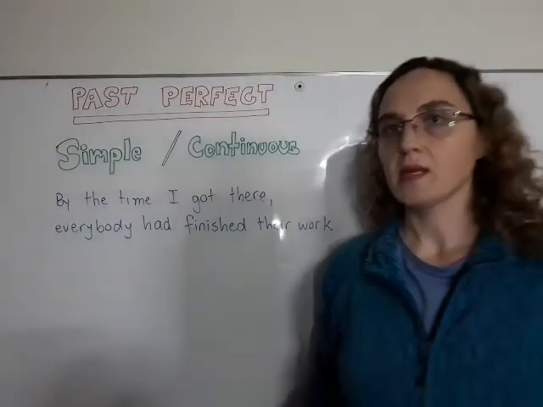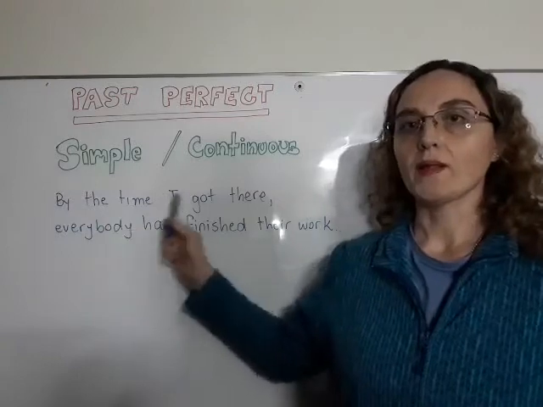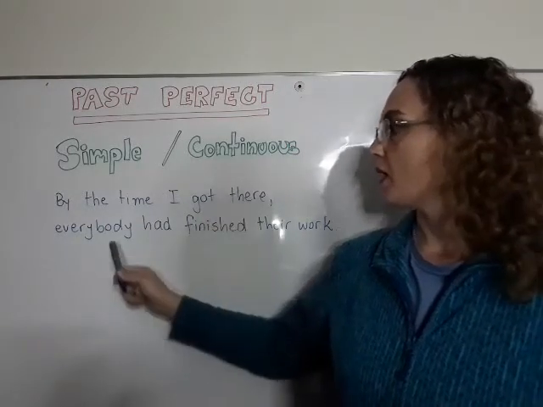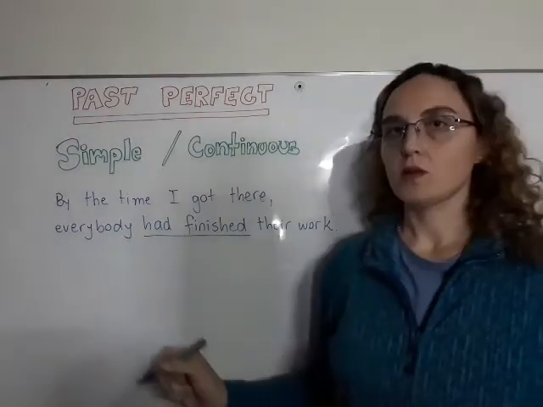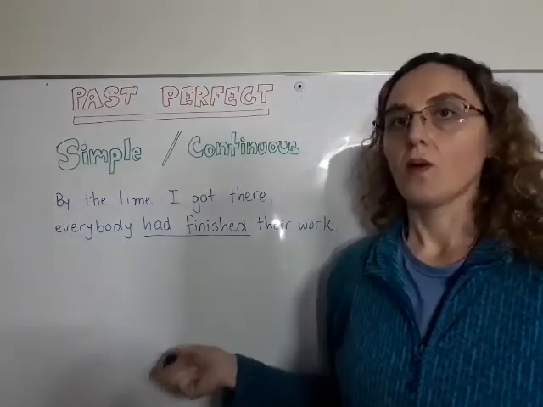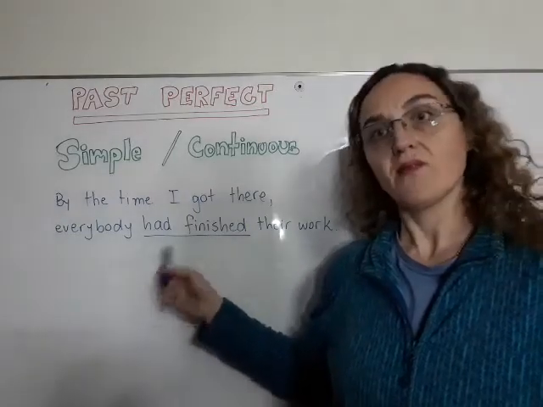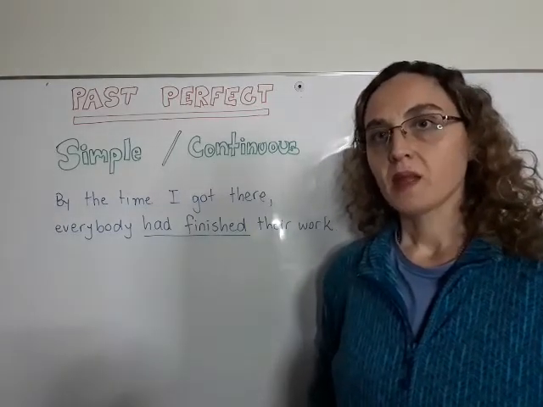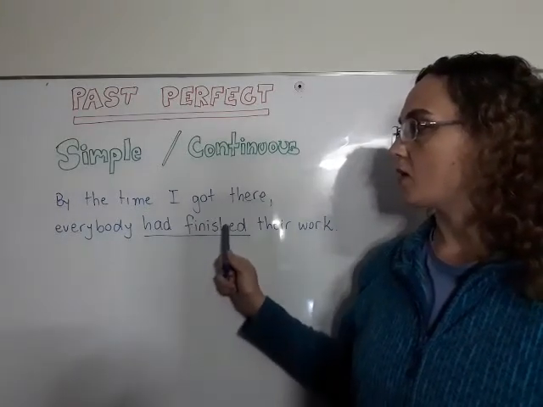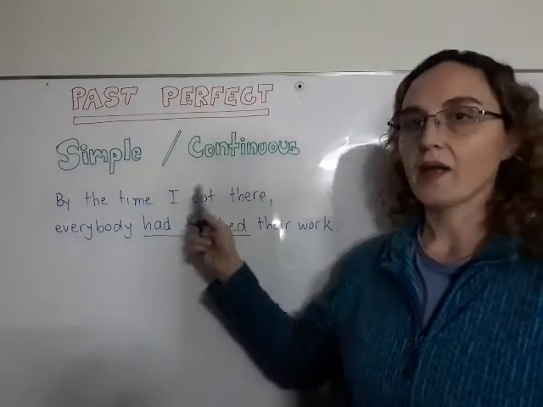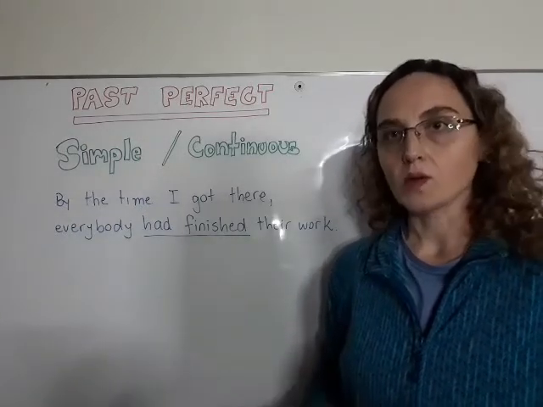Now there's another example. By the time I got there, it means cuando llegué o en el momento que llegué, everybody had finished their work. Todos habían terminado su trabajo. What happened first? I got there, or they finished their work? Okay, the first activity was that they finished their work. And then I got there. So when I got there, everything was over.